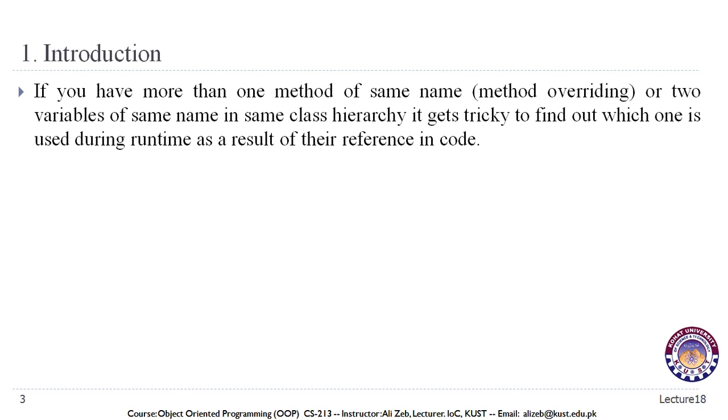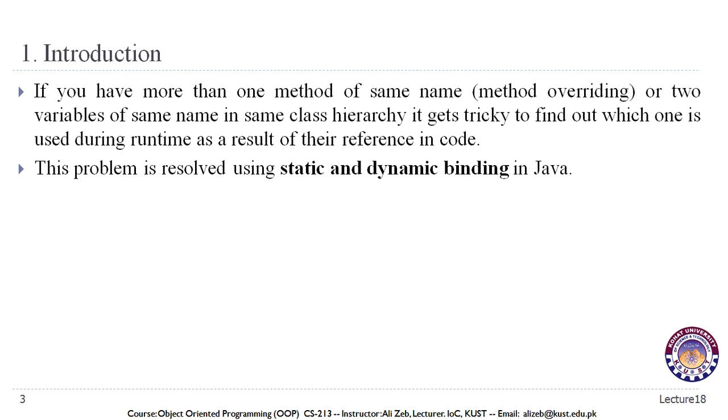When we are using method overriding, and we saw this in polymorphism, the nature of the calling method changes based on the calling object. This problem is resolved using static and dynamic binding in Java. We will see in detail with the help of some examples when we know in advance which method will be called or which variable will be accessed, and which methods and variables we are going to access using dynamic binding.